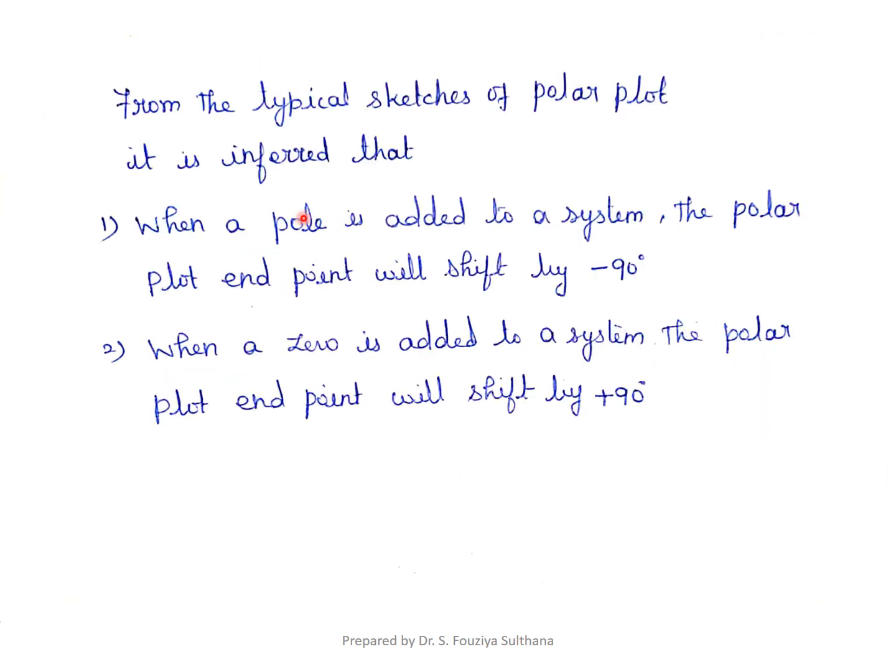From the typical sketches of the polar plot, it is inferred that when a pole is added to a system, that means when the order of the system increases, the polar plot end point will shift by minus 90 degree. So we can analyze the polar plot by adding zeros to the system. It will be concluded that when a zero is added to the system, the polar plot end point will shift by 90 degree. Thank you.